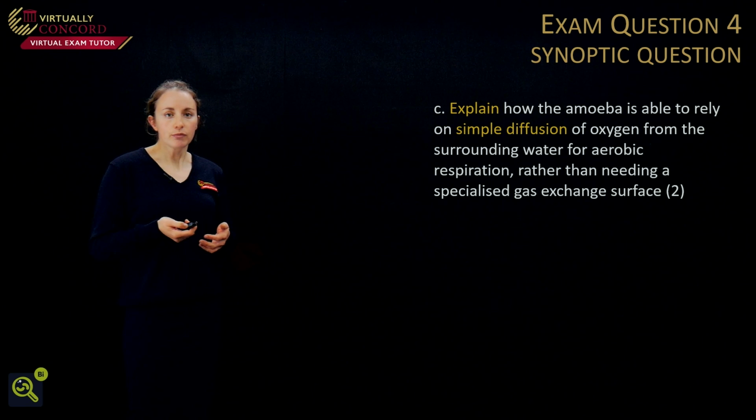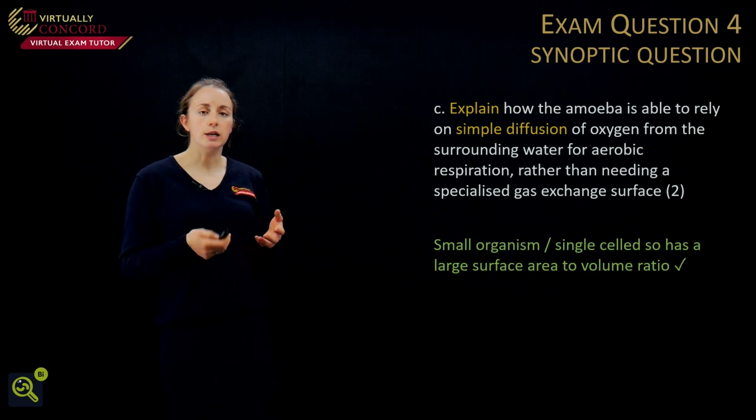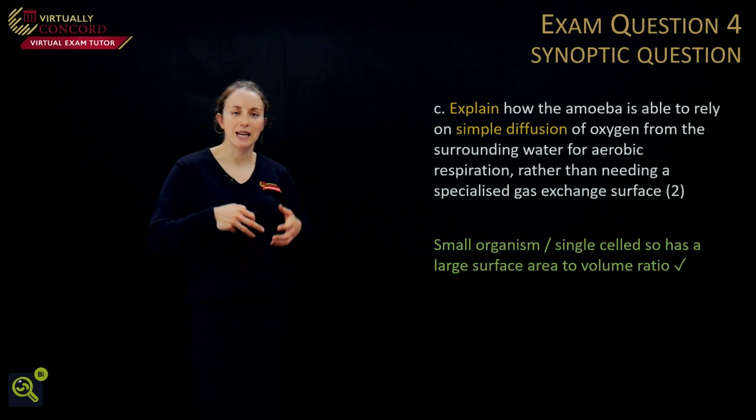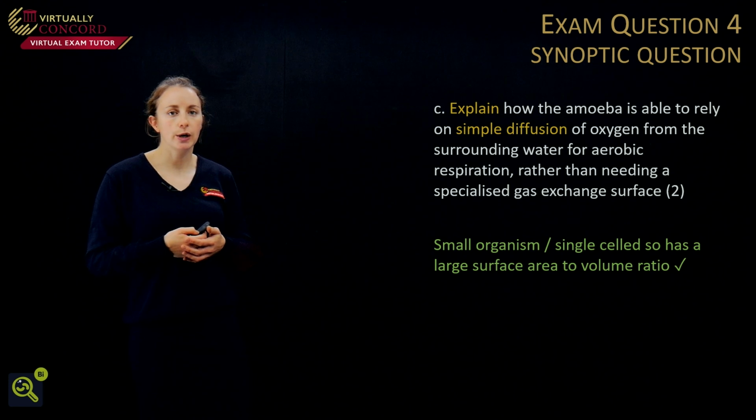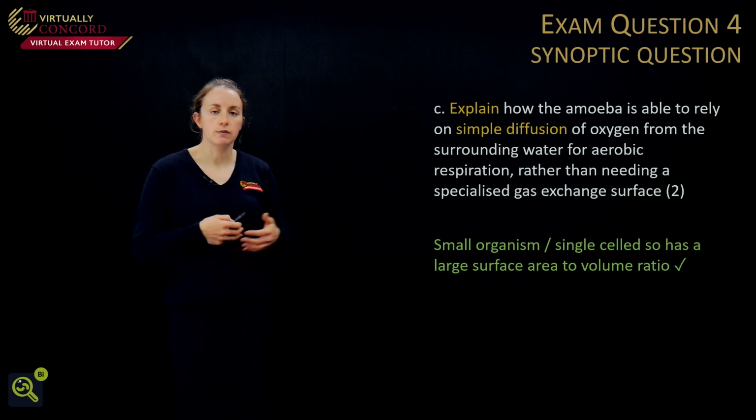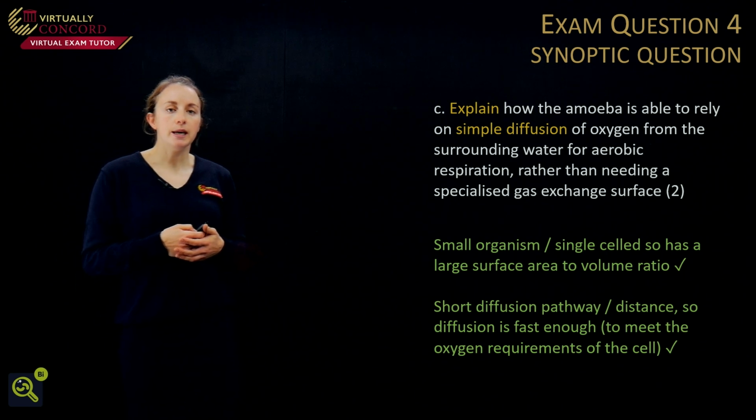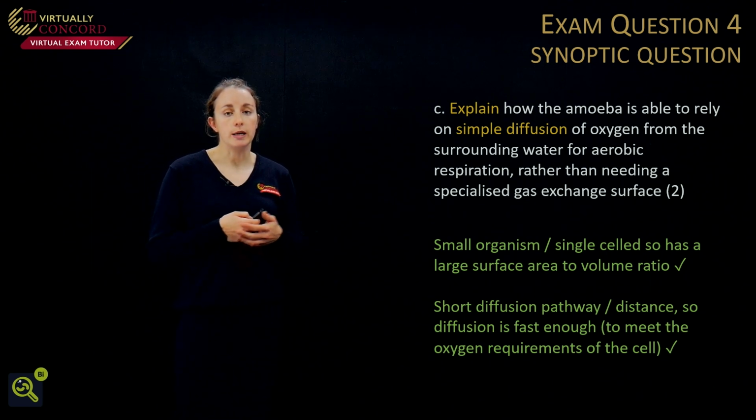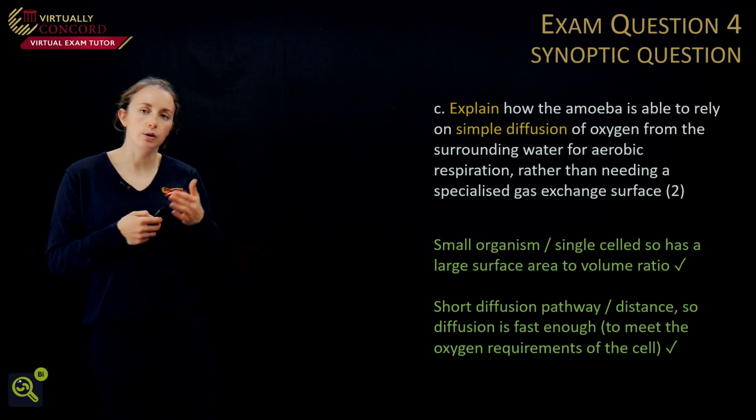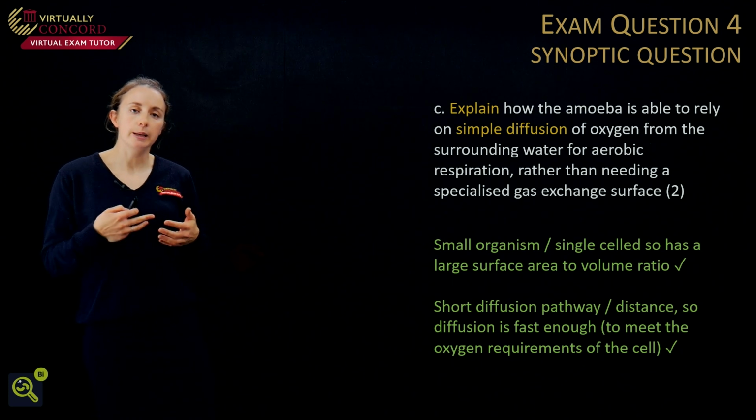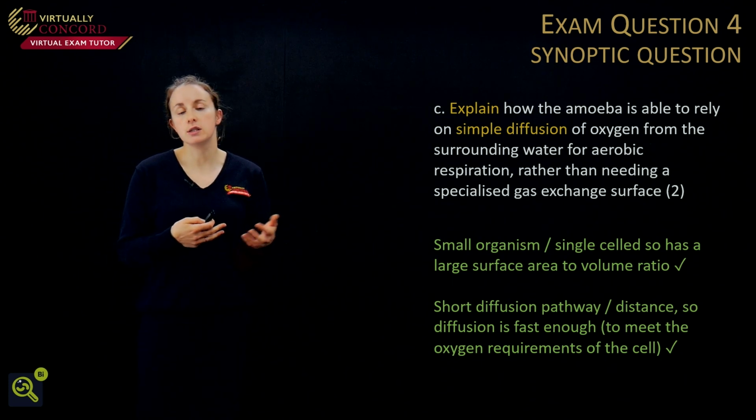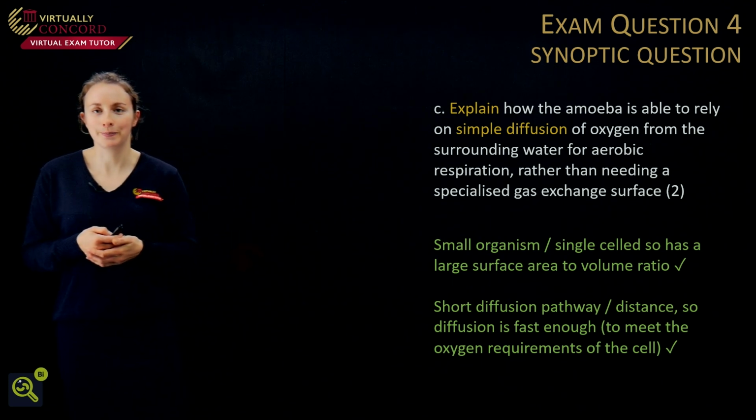And here you need to be saying that it is a small organism or a single-celled organism, and that gives it a large surface area to volume ratio. So it has a much larger surface area to volume ratio compared to a bigger multicellular organism. And then that means it has a short diffusion pathway. So there's not far for that oxygen to go to get to the middle of the cell. And that means that diffusion is sufficiently fast to meet all of the requirements of the cell.